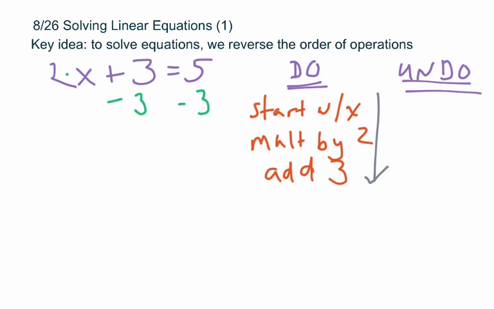The reason for that has to do with that illustration of the last thing you put on is the first thing you take off. The last thing you do is going to be the first thing you undo. So if the last thing we did was adding 3, then the first thing we're going to do when we're trying to go backwards is undo the adding. And we'll do that by subtracting 3.